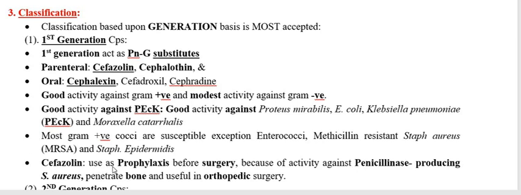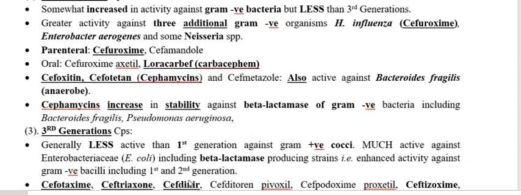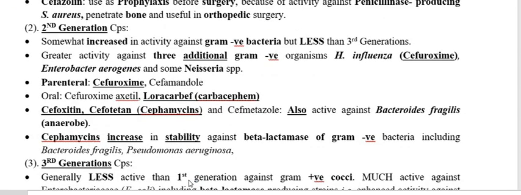The beta-lactam ring of cefazolin is not destroyed by penicillinase, particularly the penicillinase produced by Staph aureus. It is used as a prophylactic measure before surgery and also for orthopedic surgery. So this is about the first generation. Among the first generation, the important drugs are cefazolin, cephalexin, and cephalothin.